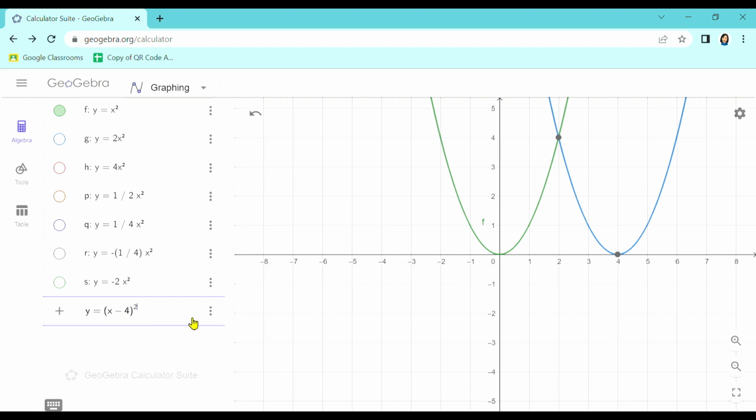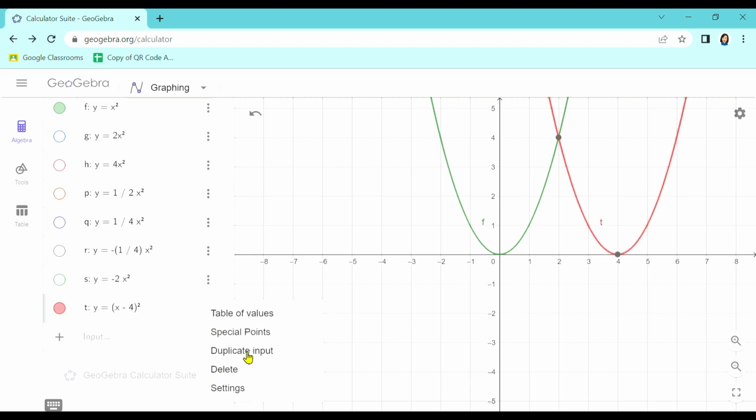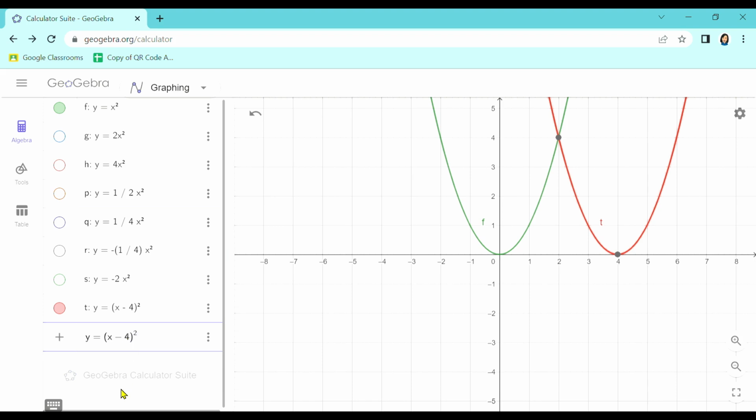Let's try another one. Let me duplicate this, but this time I am going to make it plus. So here is now the graph. Our original graph moved 4 units going to the left. Why? Because we have here plus 4. So once again, when you have minus h here, the graph will move to the right. And when you have plus h here, the graph will move to the left.